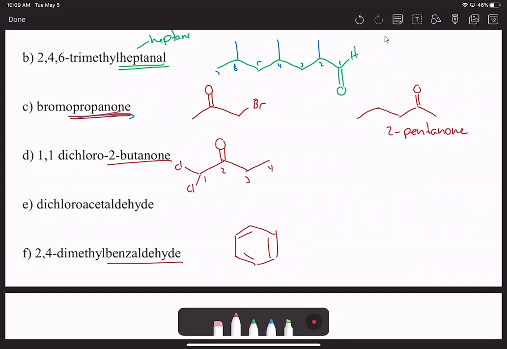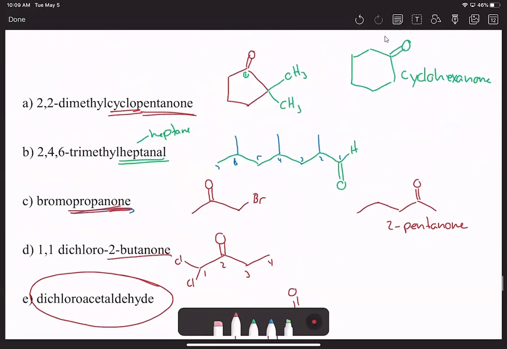So here's benzaldehyde, or benzene. In order for me to get benzaldehyde, I have to put an aldehyde functional group on it. This is going to be carbon number 1. On carbon number 2, I have methyl. And on carbon number 4, I have another methyl. So this is 2,4-dimethyl benzaldehyde. Then we get to dichloroacetaldehyde.